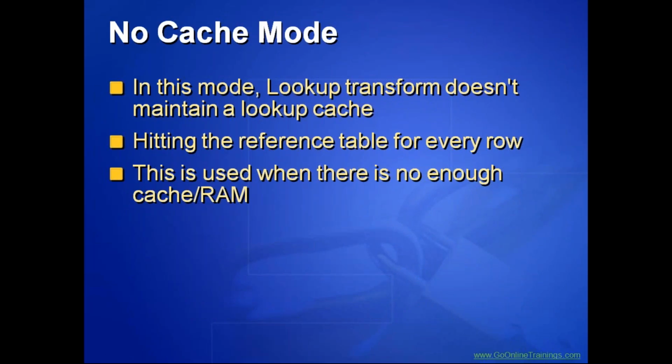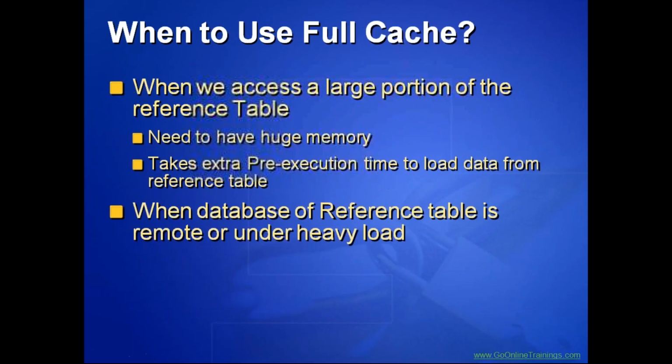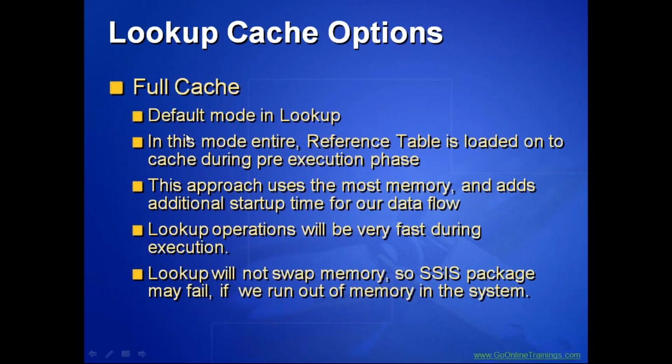In this mode, the lookup transform does not maintain any lookup cache. Why is it not able to maintain? There is not enough RAM in the machine where SSIS is running. It hits the reference table for every row. This is used when there is not enough cache or RAM space available in your local SSIS machine. Otherwise, you're going to use what is called the full cache mode. This is what is called the default mode.